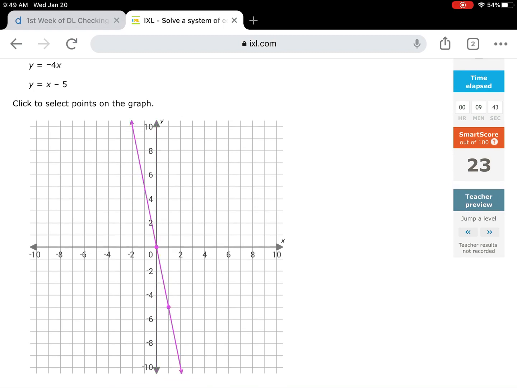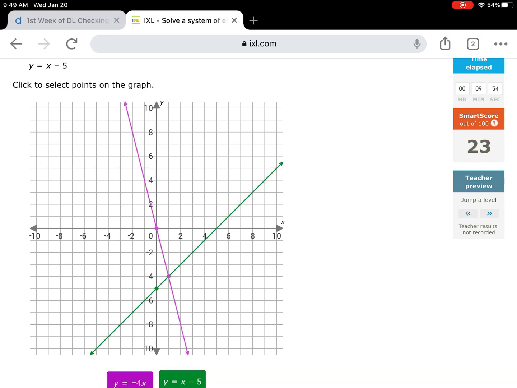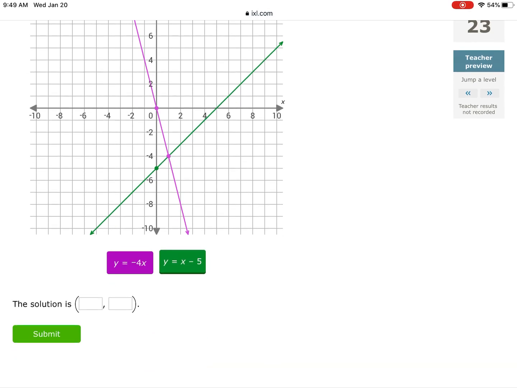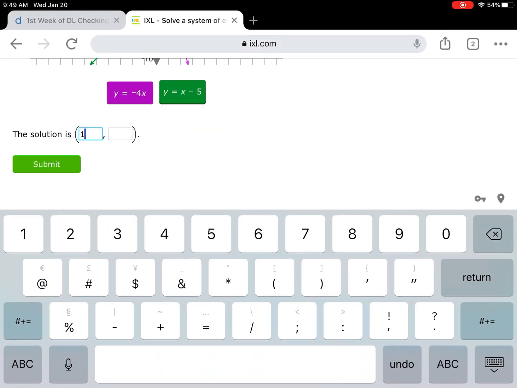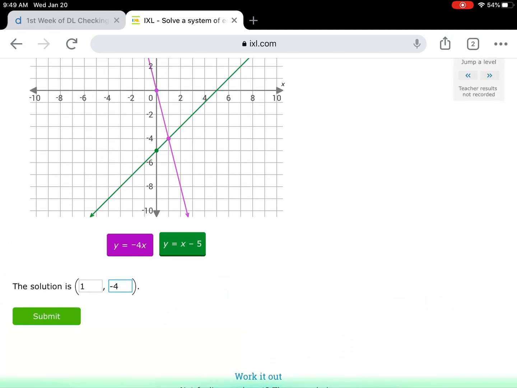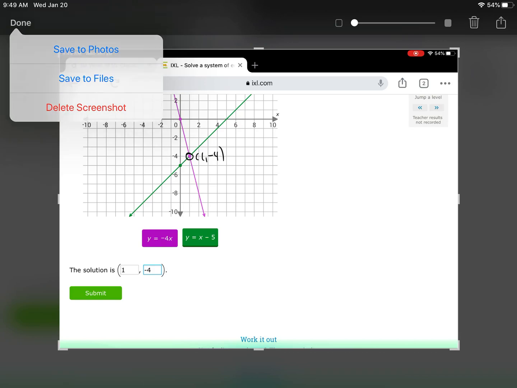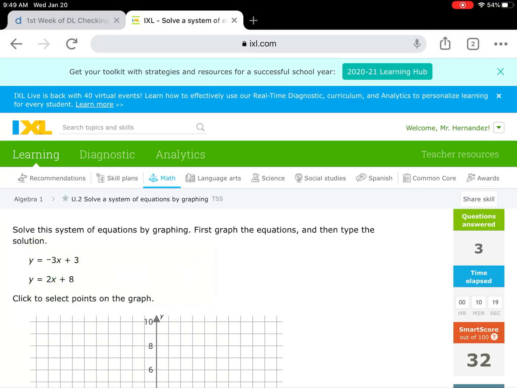Starting at -5. Oops. So notice what happens. You got to click on the other graph, the other equation. So I'm going to start at -5 and then up 1 over 1. And I think I messed that purple one up. It should have been here. Okay, cool. And so that point of intersection is 1, -4, which is right here, right? So that's 1, -4. And that's it. All right, so good luck.